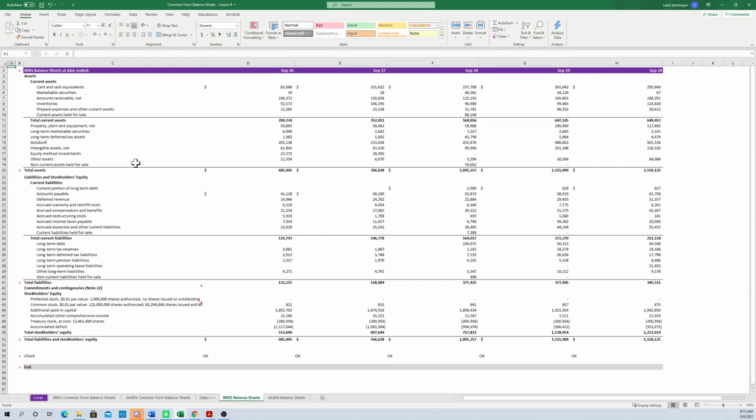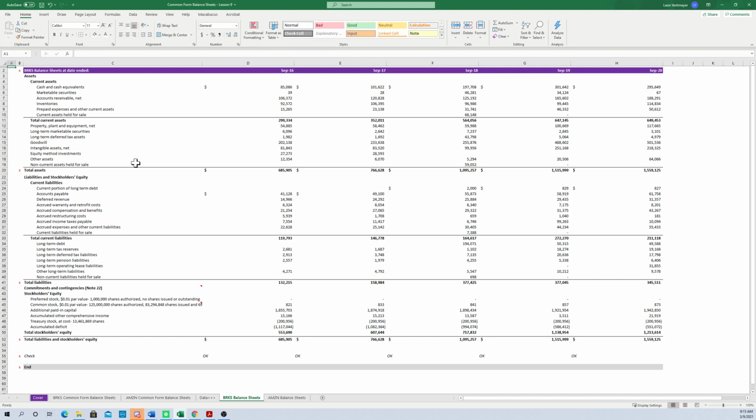And we're going to use these balance sheets to build the common form balance sheets. I'll do it for Brooks Automation in this video. And then those of you following along with the course will also receive this spreadsheet as per usual in the Discord group so that you can practice and build your own common form balance sheets for Amazon, similar to the way that you built common form income statements for Amazon.